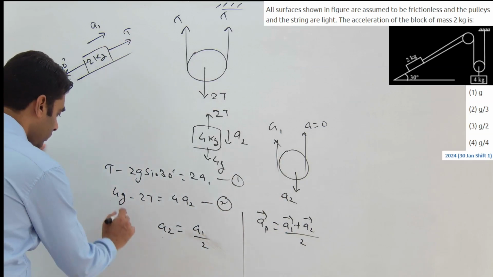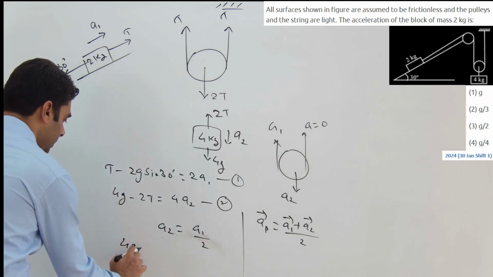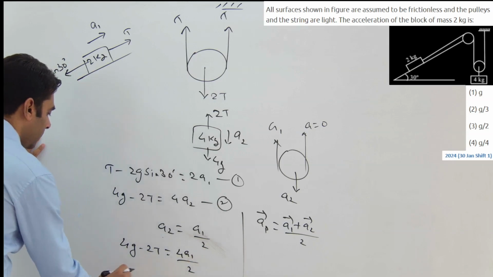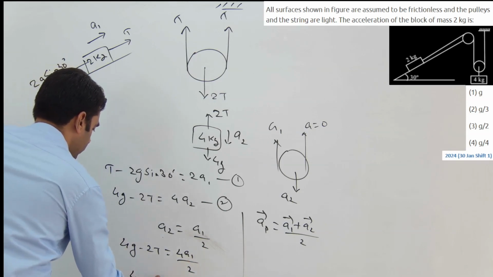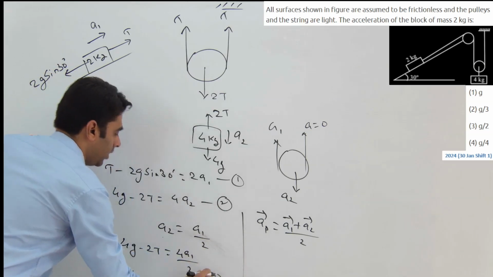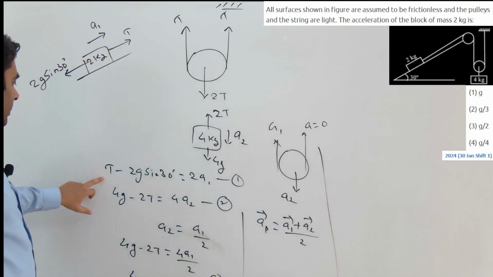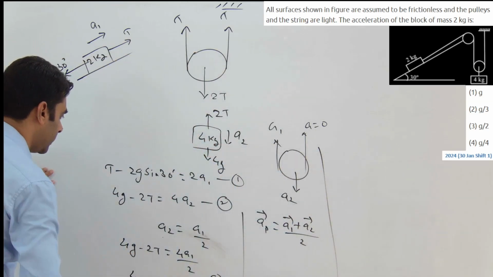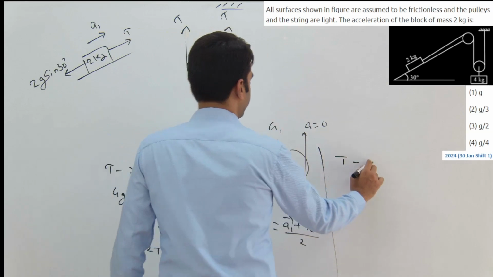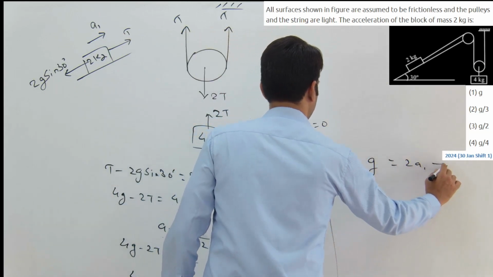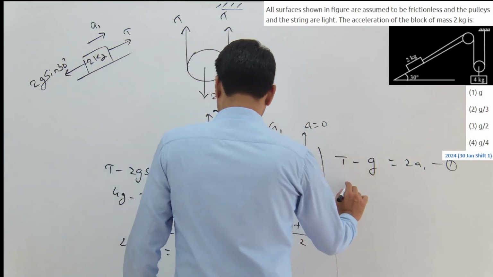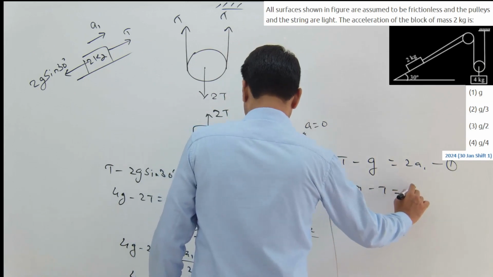Let's see over here. So I can write 4g minus 2T equals 4A1 by 2. So this one will be 4g minus 2T equals 2A1. Well and good. This is equation number 3. Now solving 1 and 3, T is there, so we can further simplify it. Equation number 1, I'll write as T minus 2g sin 30, which is T minus g equals 2A1. Okay, this is 1, and the third one I will reframe and write as 2g minus T equals A1.